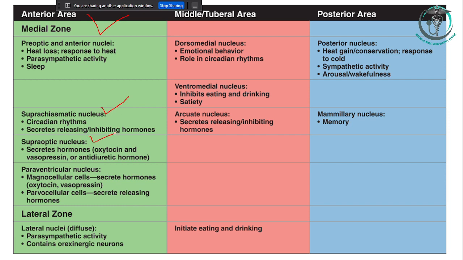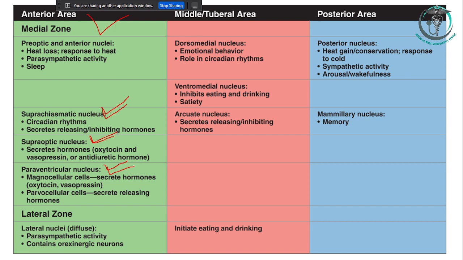Supraoptic nuclei, you have to know. Paraventricular nuclei, you have to know. No two ways about it. Okay? The ones I've ticked, which is this one here, this one here, this one here, you have to know. If I haven't ticked anything, you can forget about everything that I have not ticked.